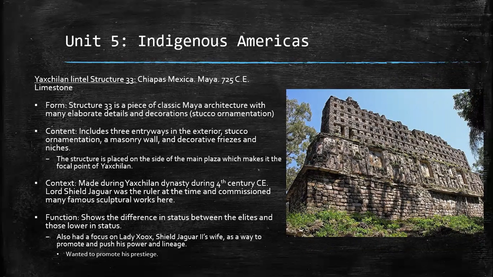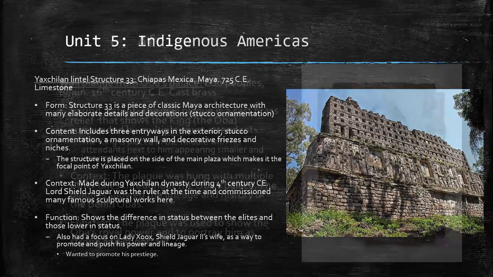For Unit 5, we have the Yaxchilan Lintel Structure 33. This piece of classic Mayan architecture was placed in the main plaza, making it the focal point of all Yaxchilan. This is because the building was made to push the differences between the elite and those in lower statuses. Along with this, it was also made to push and promote the lineage and power of Lord Shield Jaguar, who was the leader at the time, and his wife. It pushed the public that they were wealthy and powerful, therefore making it propaganda.